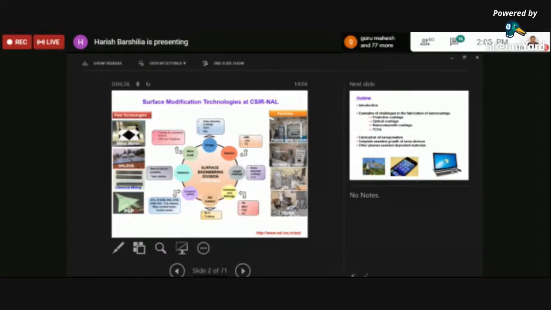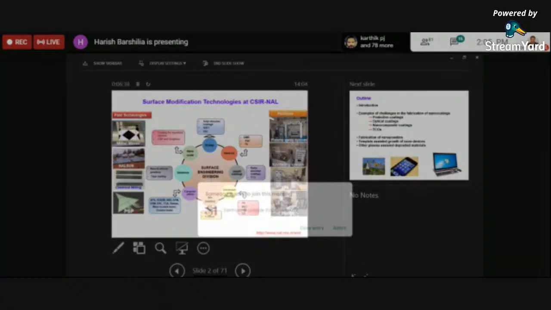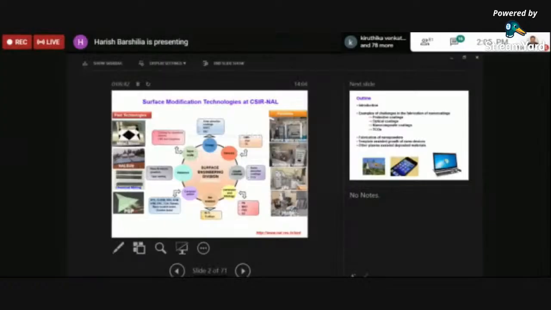There are about 20 technical divisions. It's a huge lab of CSIR under the Ministry of Science and Technology. So at NAL, we have about 20 technical divisions, like 20 departments. I'm heading the coating technology department. We work in the area of a large number of coatings, such as solar absorber coatings, which of course I'm not going to touch upon today, solid oxide fuel cells, and thermal barrier coatings.